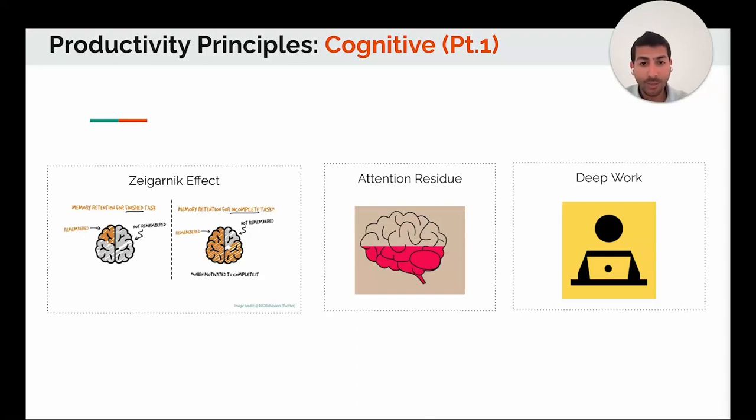And the last one is deep work. Deep work is basically a state of peak concentration when you're working on a difficult task that allows you to produce high quality work. And you can foster this by blocking time on your calendar to carry out tasks that require a deep work state, that require your best work.